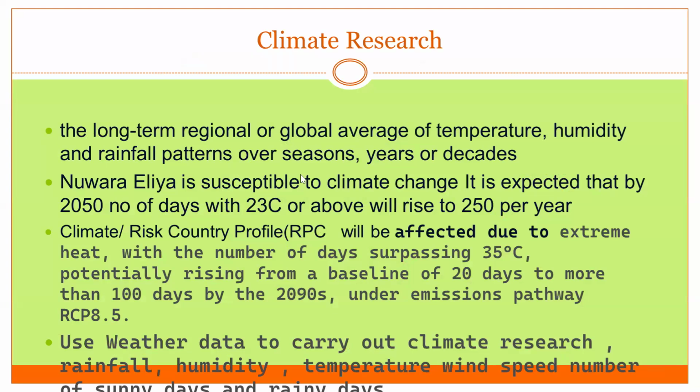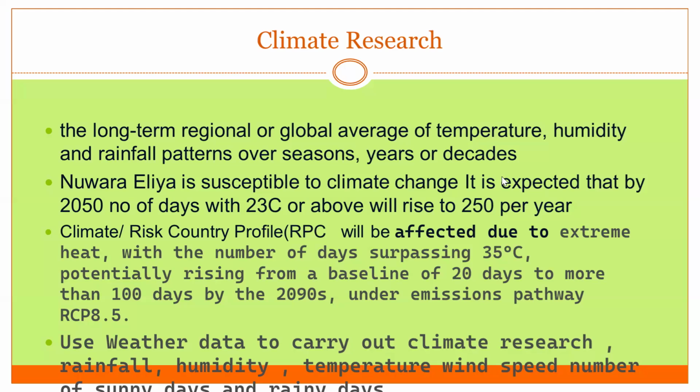Long-term regional or global average of temperature, humidity, and rainfall pattern over seasons, years, or decades. These are the terms, the indicators used for climate change research.